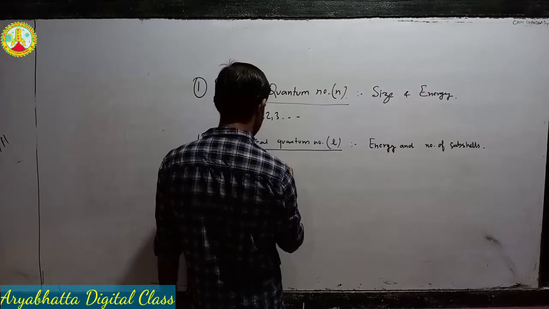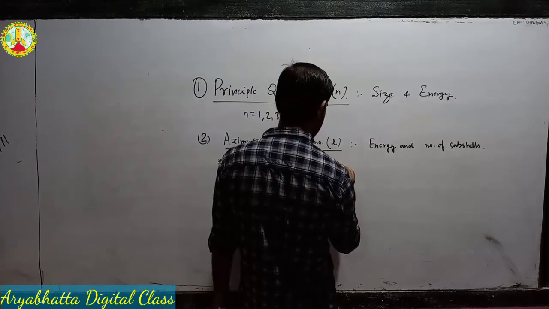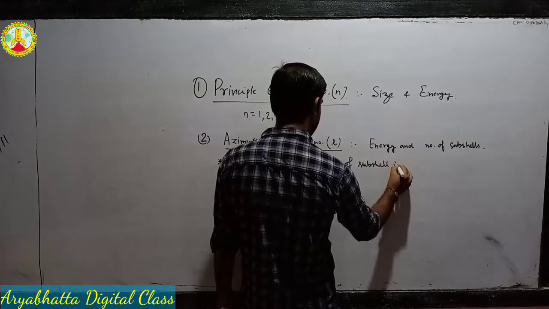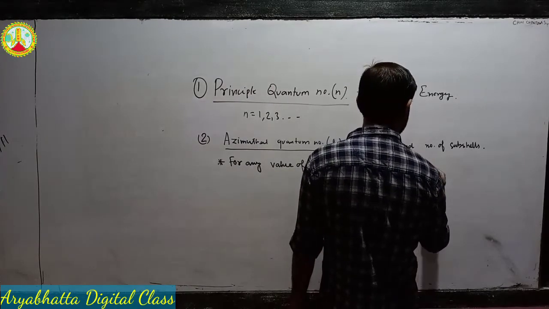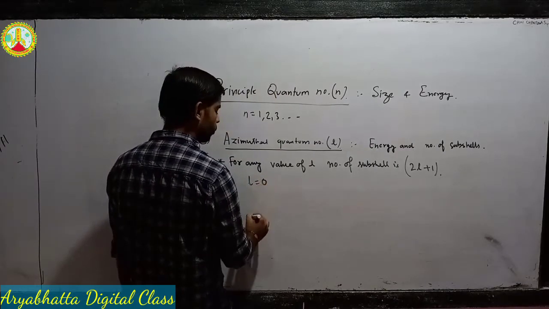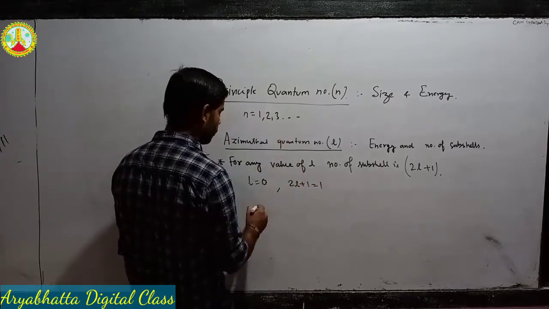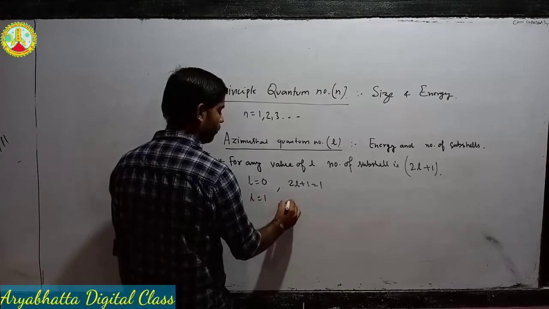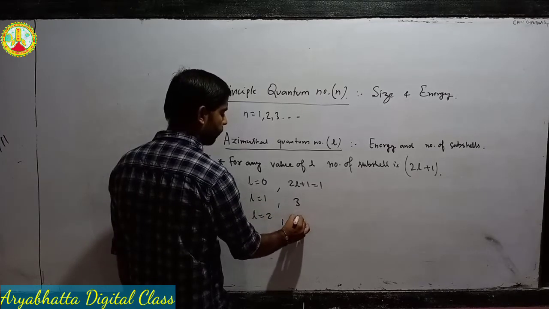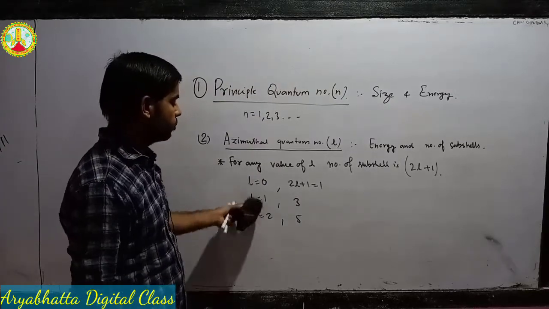For any value of l, the number of orbitals in the subshell is 2l plus 1. Suppose l is 0, then 2l plus 1 gives 1, so we have one orbital. If the value of l is 1, we get 3, so we have 3 orbitals. If the value of l is 2, we get 5. Then 7, 9 and so on. So this is the number of orbitals in the subshell.